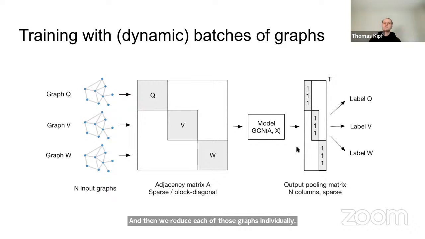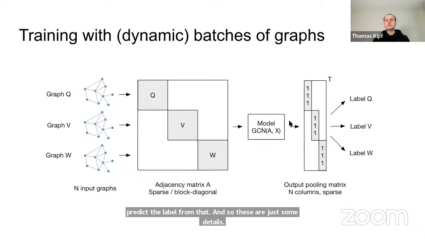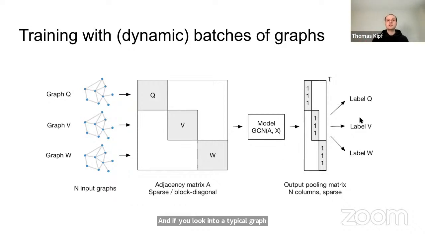And so these are just some details. If you look into typical graph representation libraries, this is how these models are implemented in practice. This is just some detail for you if you wondered how you can actually use these kinds of models on many, many graphs in practice. And there's also the question of, if graphs are of vastly different size, how do you batch them? But there's a lot of research on how to do that effectively.